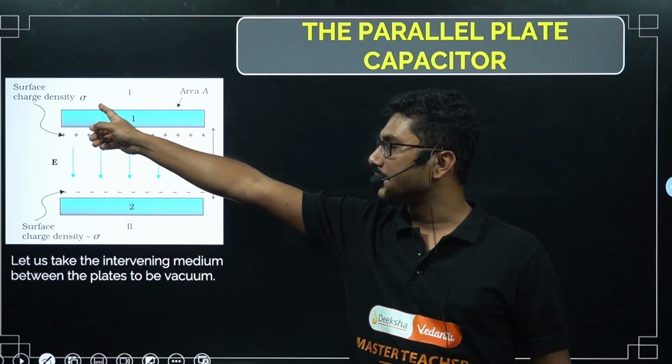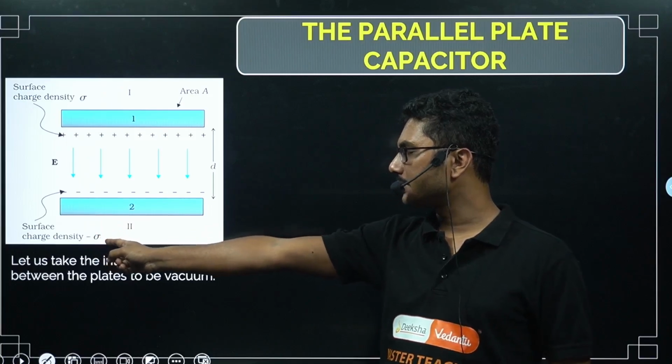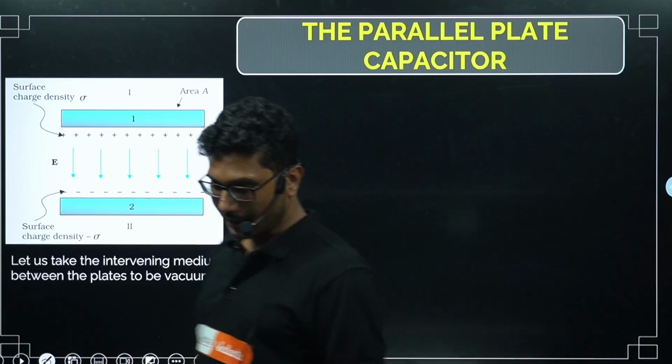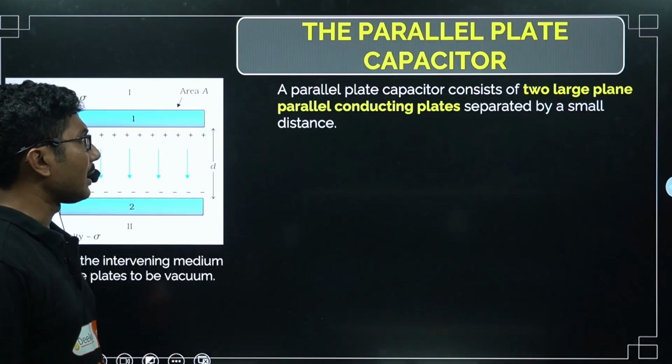The surface charge density of this plate is sigma, and the surface charge density of the other is minus sigma, and let us take the intervening medium between them to be vacuum. Now let us first look into the definition of a parallel plate capacitor.